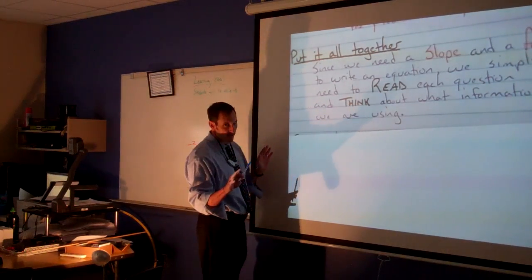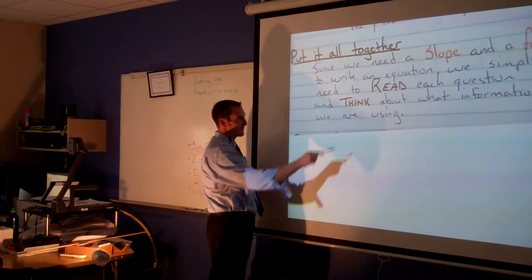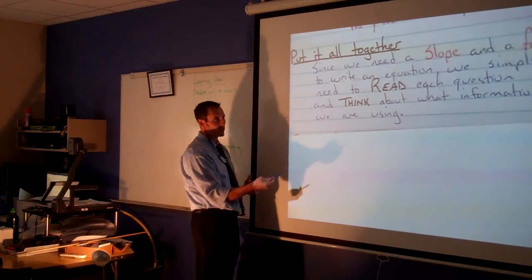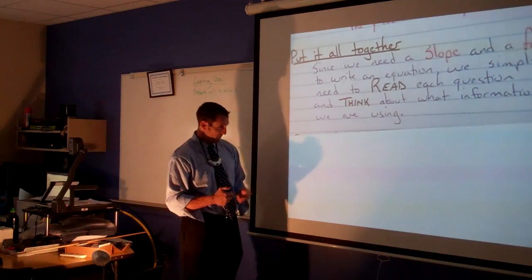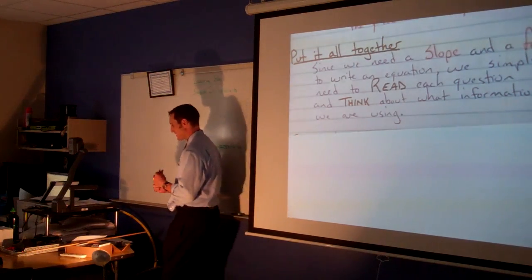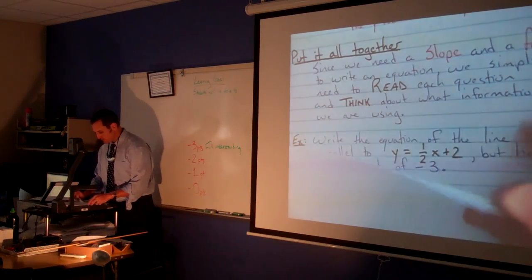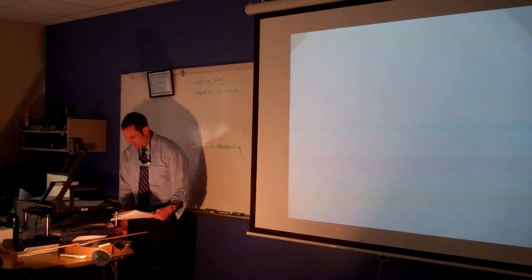So each question is different with different pieces of information. We have to read it carefully and think, what information do we have as far as a slope and a point, and what information do we need as far as a slope and a point. So we're going to jump right into some examples.